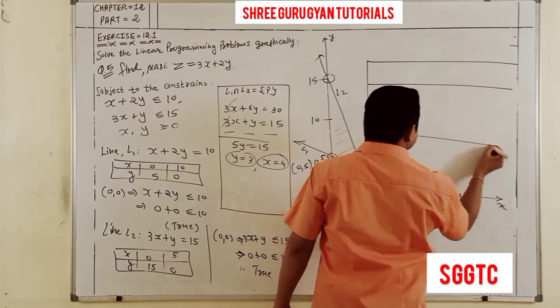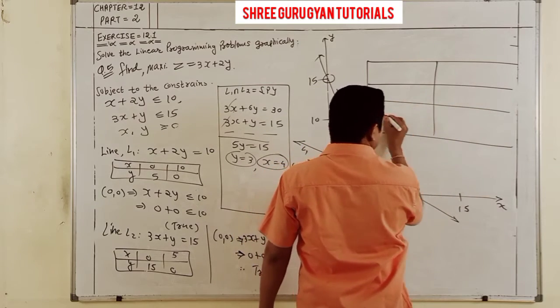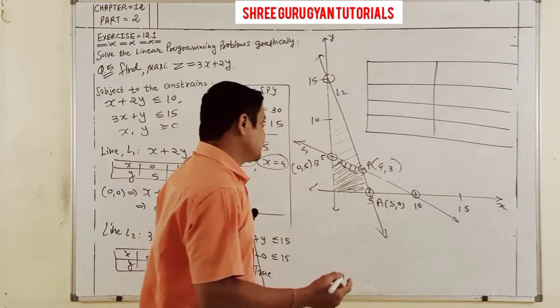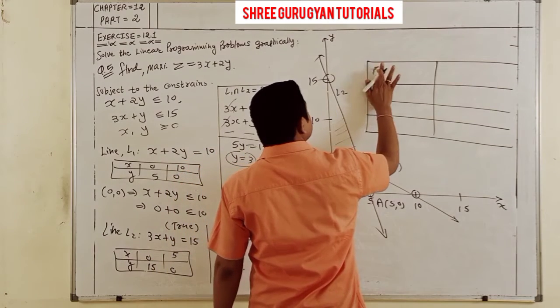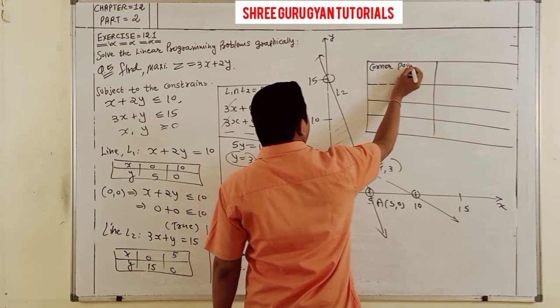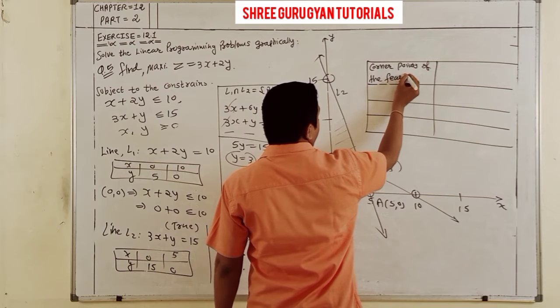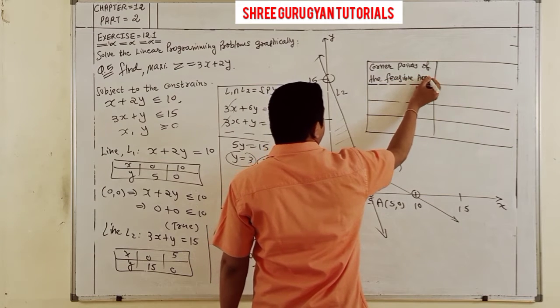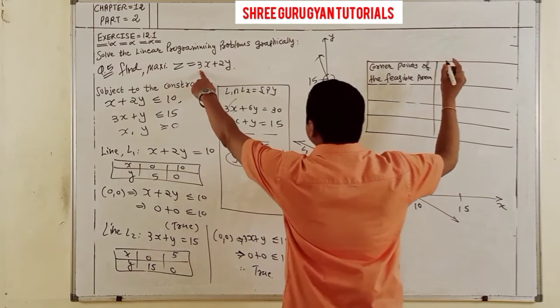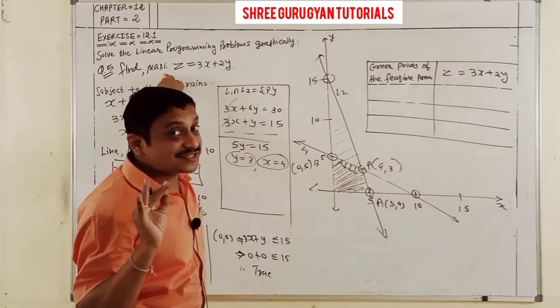The feasible region is related. Your final answers are three points, the corner points of the feasible region, and Z is asked here as 3x plus 2y, for the maximum value.